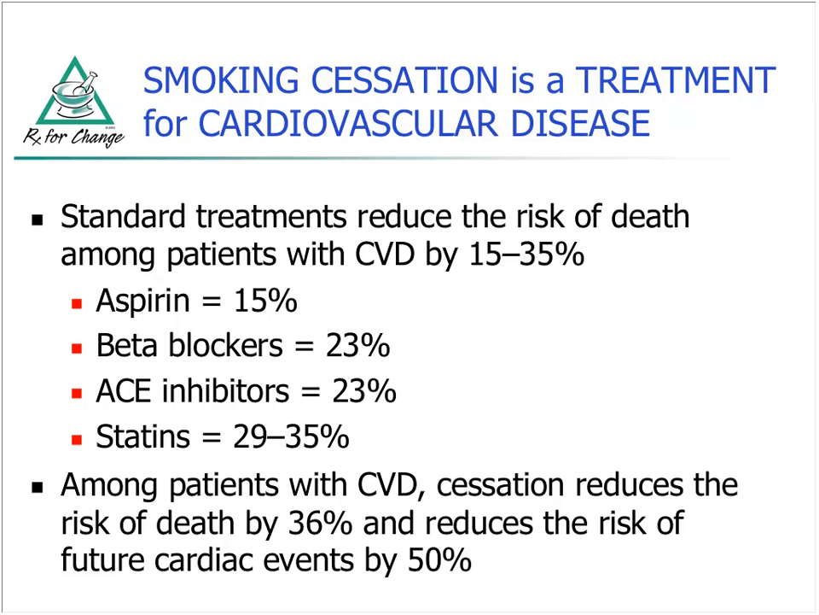She also developed a psychiatry version, and I'll walk you through a little bit of the cardiovascular version later in the talk. So standard treatments to reduce the risk of death among patients with cardiovascular disease. Okay, so aspirin, 15%, beta blockers, 23%, ACE inhibitors, 23%, and statins, 29 to 35%.